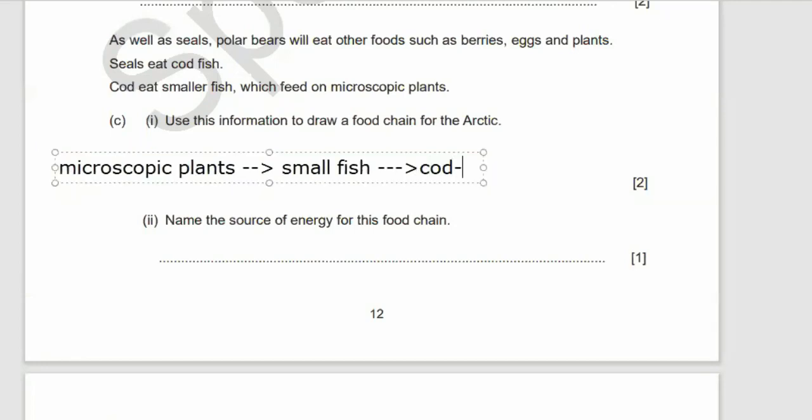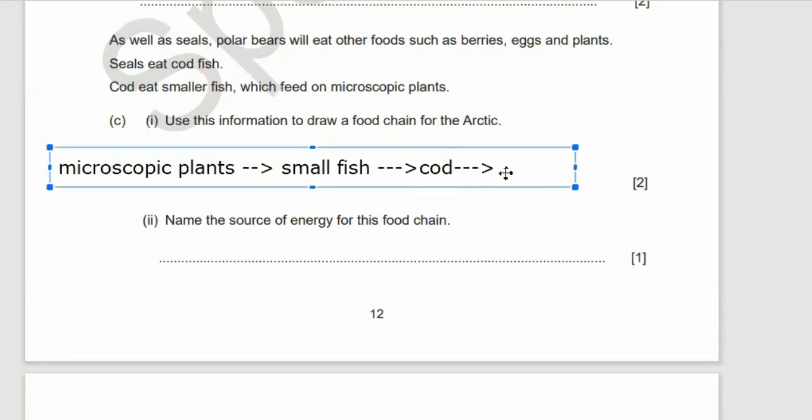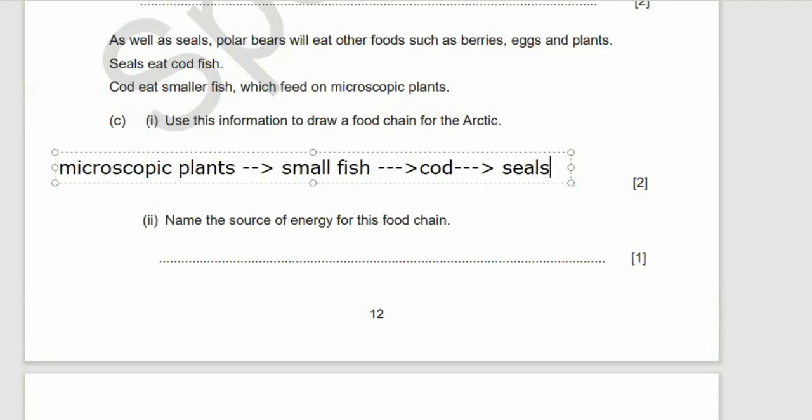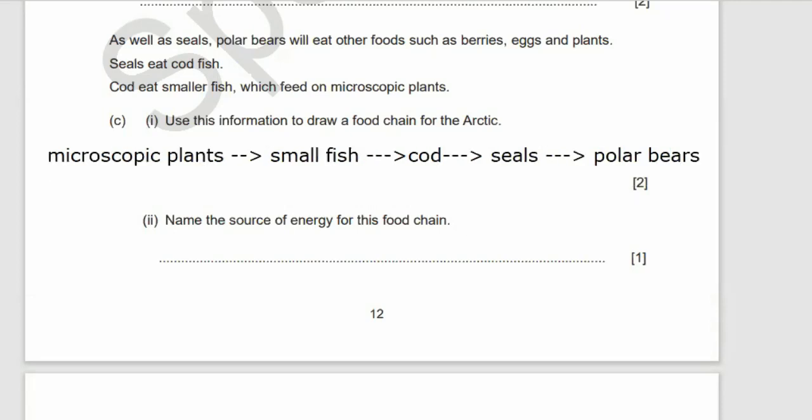And then what eats the cod? Let's have a look. If we check up here, it tells us, as well as seals, polar bears will eat other foods such as berries, eggs, plants. Seals eat codfish. So we now know that the polar bears don't eat the fish, or maybe they do. But the question is telling us that the seals eat the fish. And of course, the polar bears eat the seals. So we have a 5-level food chain. 1, 2, 3, 4, 5.